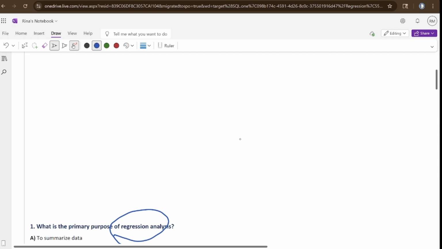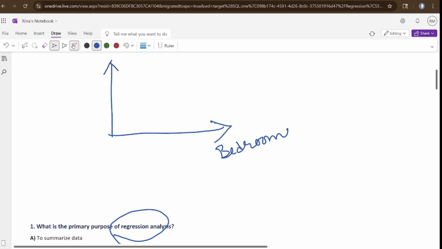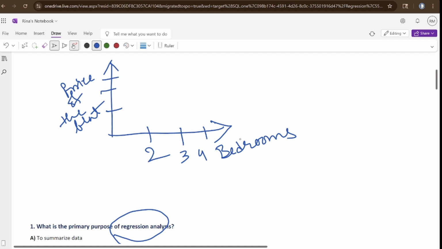What is regression? Regression is used to find the relationship between two variables and to make predictions. Let's say you have bedrooms. From bedrooms, you want to know what will be the price of the flat. So two variables, one is bedroom and one is price of the flat. Now you want to know if the bedroom size is 2, then what will be the price? If the bedroom size is 3, what will be the price? If it is 4, then what will be the price? So simply from regression you can find their relationship and you can make predictions.